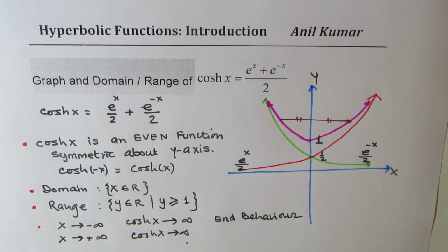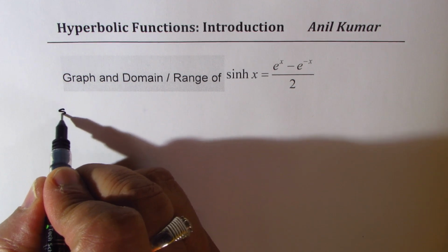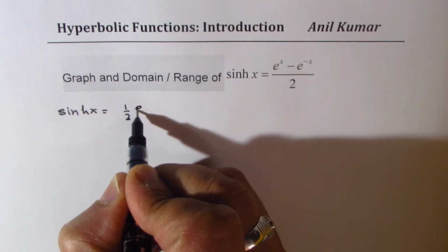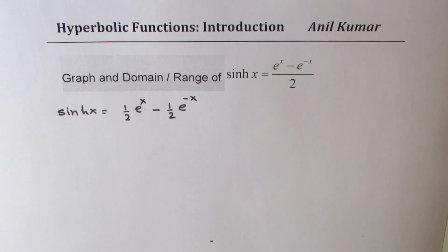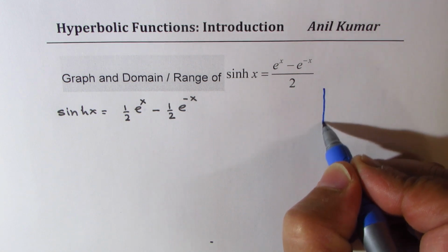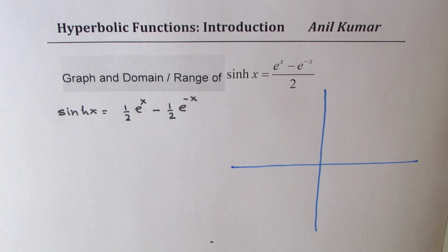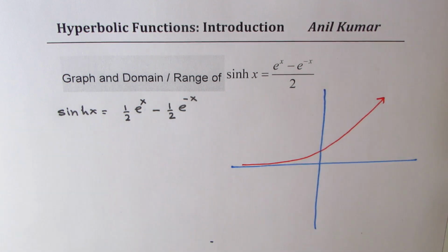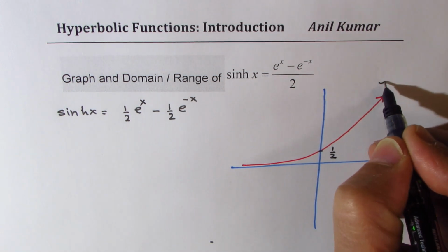Let's move on and look into the sine hyperbolic function and its graph. So sine hyperbolic x can also be written as half of e to the power of x minus half of e to the power of minus x, correct? So we can take the graph of exponential functions and then add them up. In this case, the two graphs of our interest will be, one, half of e to the power of x, which is kind of growing, right? Kind of like this, where this point is half and this is e to the power of x.